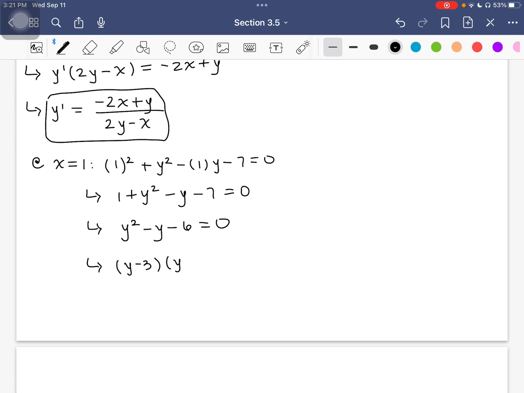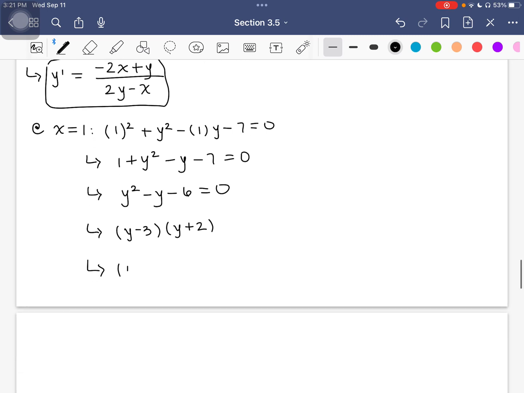So we get negative 3 and positive 2. And then this tells us that when x is equal to 1, we'll have 2 points. We'll have negative 2, and we'll have positive 3.